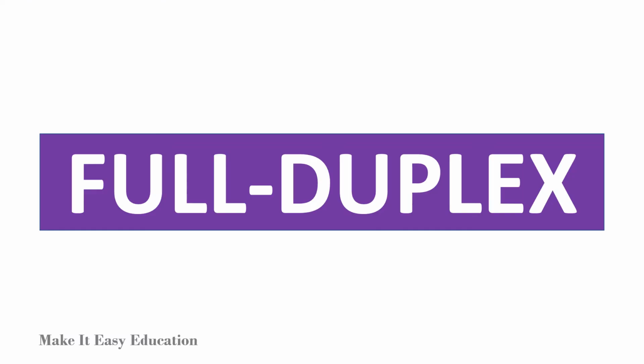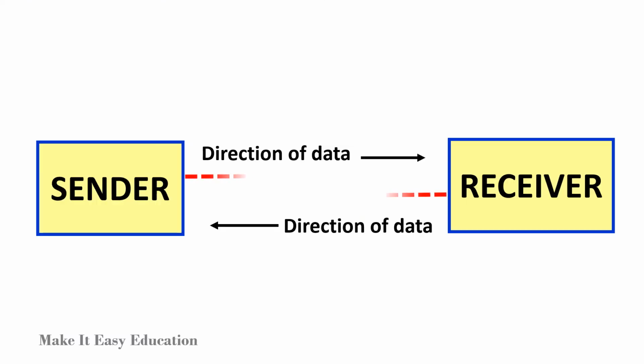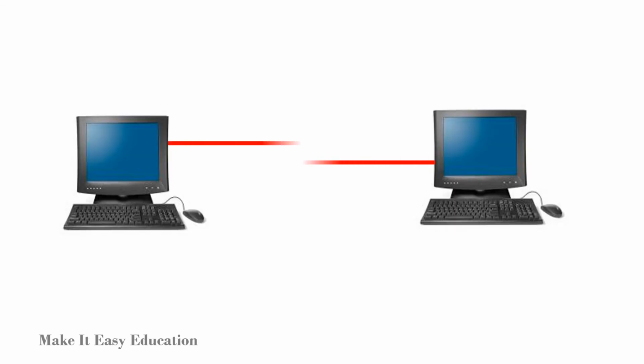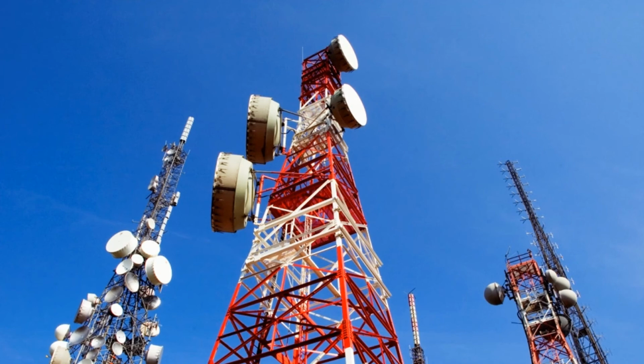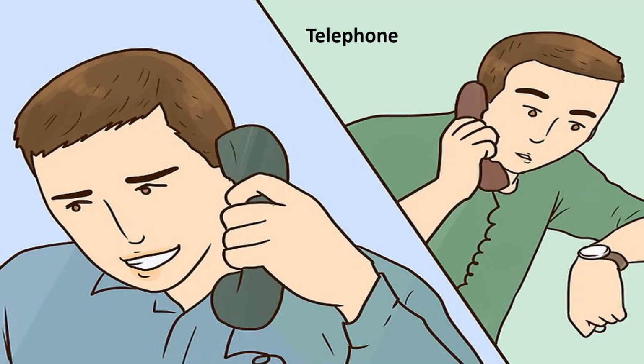Full duplex. In full duplex mode, both the connected devices can send and receive data simultaneously. Transmission is bidirectional at the same time. Example of full duplex is a telephone network, in which there is communication between two persons by a telephone line, using which both can talk and listen at the same time.